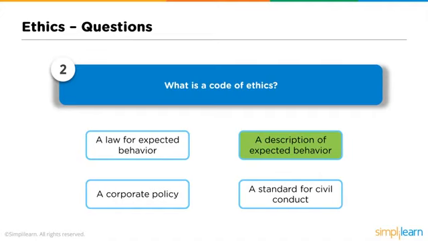So for example, if I come across a vulnerability, the expected behavior from me is that I report that vulnerability to the organization and I do not keep it aside with a malicious intent to misuse it later on. So the code of ethics will basically describe what would be an acceptable behavior from an ethical hacker once they have started exercising their rights or start executing their jobs.